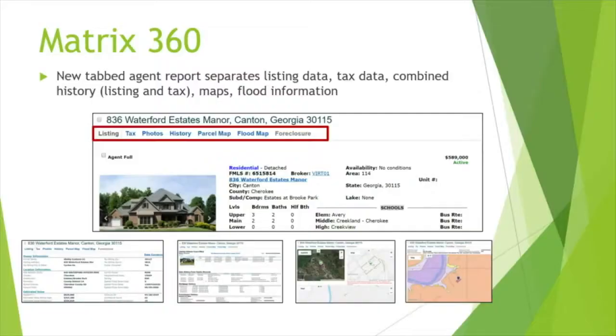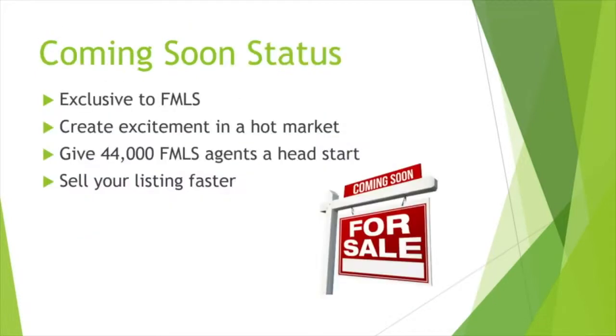There's also a tab for parcel maps. You'll get 3 maps there. One is a satellite view, one is a parcel view, and then of course a road map. There is a tab for you to see flood zone information. And if a property has had any foreclosure activity on it, there will be a tab there where you can see a little bit more information about that as well. So that is coming, Matrix 360. Hope you're enjoying that. We see it as a huge time saver for you.